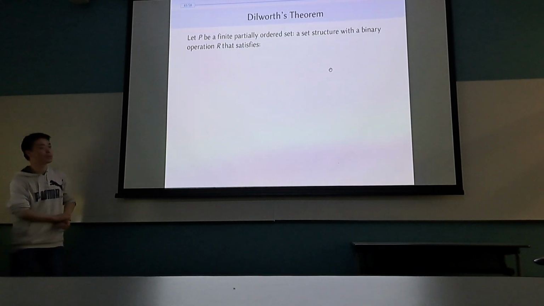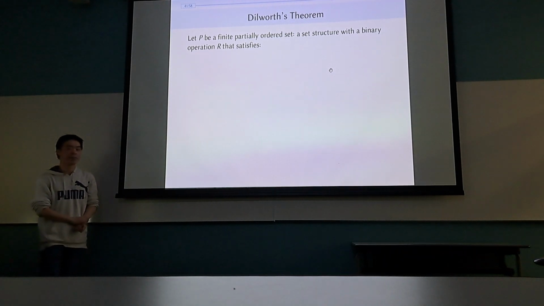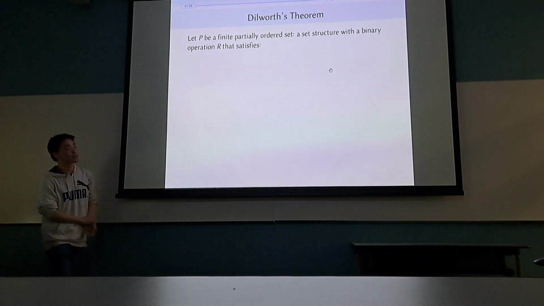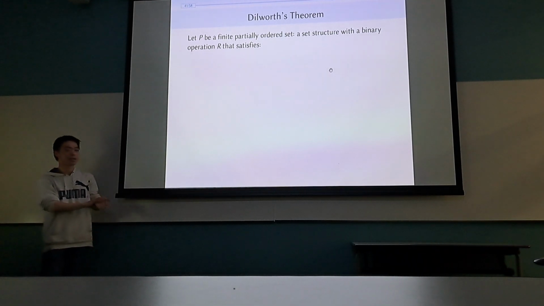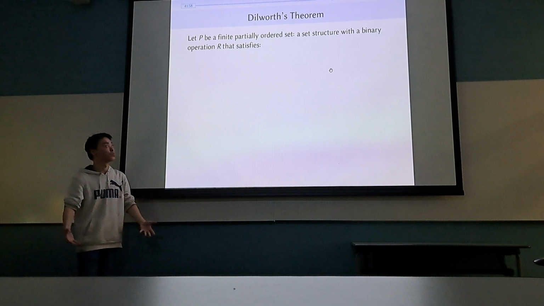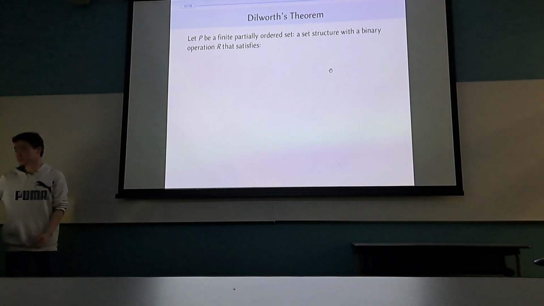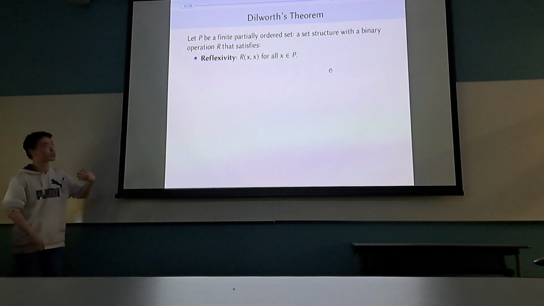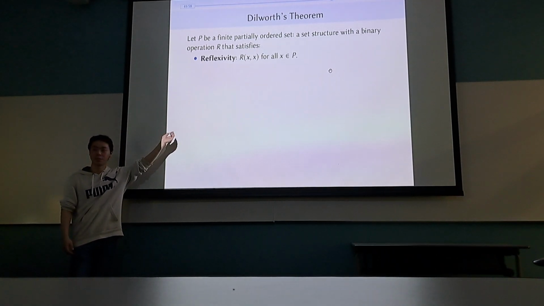The second theorem is a bit more interesting. This one, we're going to look at a finite partially ordered set. If you're unfamiliar with a partially ordered set, it's really just a set of objects with a binary relation that satisfies 3 conditions. The first one is reflexivity. So every element must be related to itself.